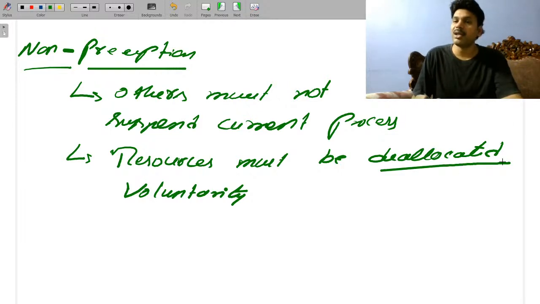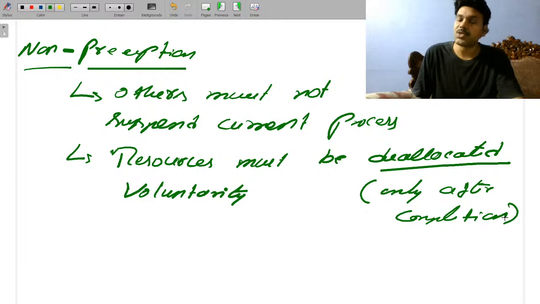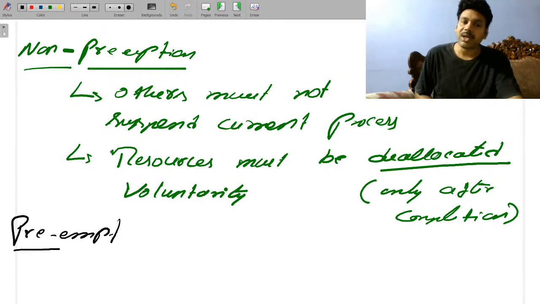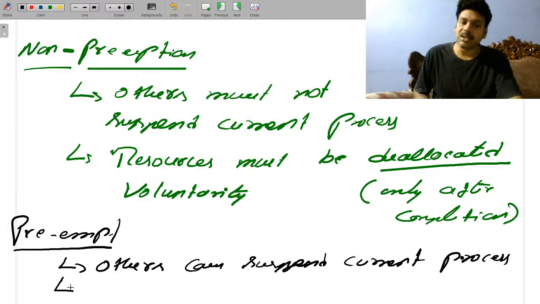When are they going to be deallocated? Only after completion, right? Only after completion are they released. That's the meaning of non-preemption. If you take preemption, somebody can preempt you. A high priority process will kill a low priority process. That means others can suspend the current process. Therefore, what is going to happen? The resources are released forcefully.